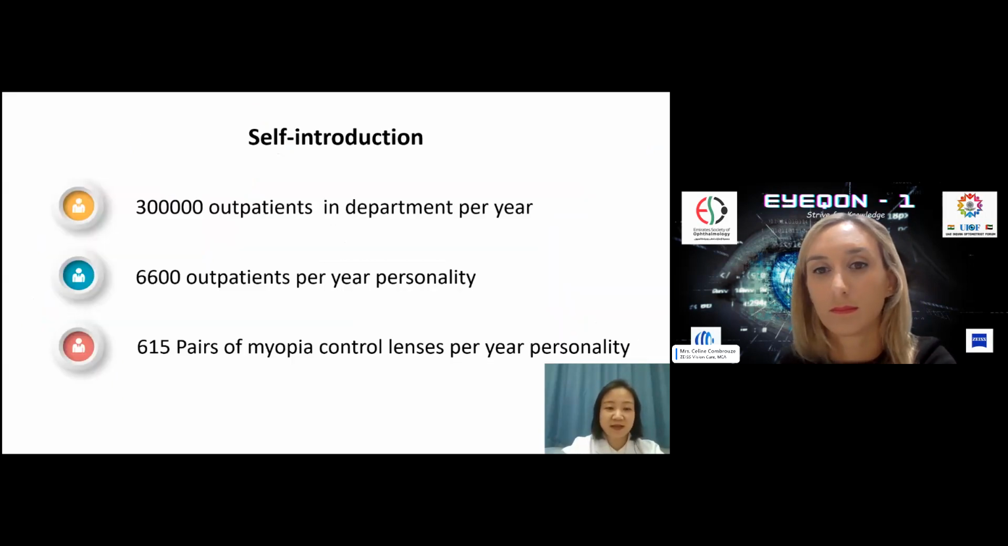At first, let me introduce myself. I'm from a top 3 ranked ophthalmology specialty hospital in China. I have been working in the binocular vision and amblyopia department for over 20 years and specialize in pediatric optometry and clinical management of binocular vision and amblyopia. My department has approximately 300,000 outpatient visits per year.